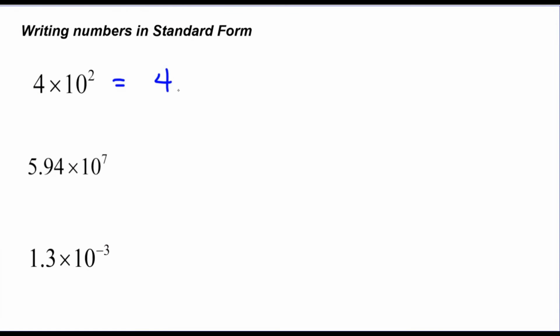So 4, my decimal is right here. Since this is going to be larger than 1, I'm going to move the decimal 2 places to the right, and then basically fill those spots in with zeros. So 4 times 10 to the second power is equal to 400 in standard form.